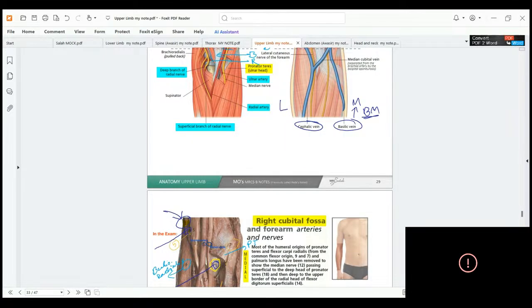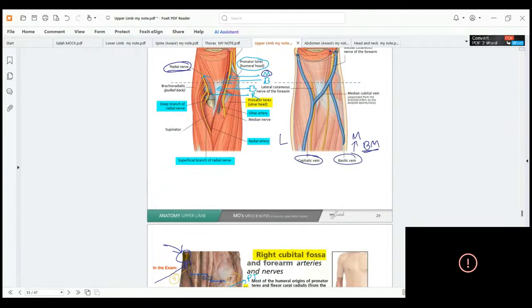Basilic and cephalic, how will you remember? Basilic, B for inside. And C, cephalic, for outside, means lateral.